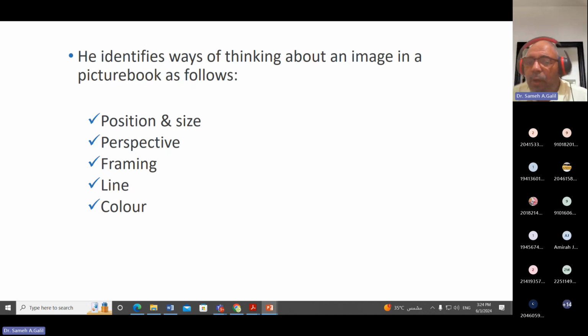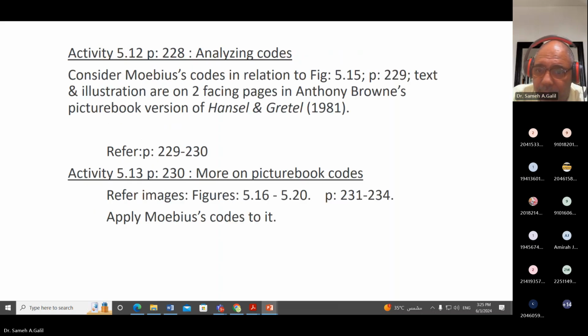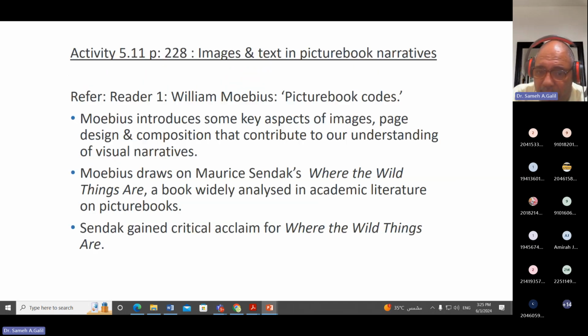Okay, so we're talking about Mobius still. And Mobius identifies ways of thinking about an image in a picture book. And those ways and those aspects are position and size, perspective, framing, line, and color. Again, like I said, he applied this to two picture books. One of them is Anthony Browne's picture book version of Hansel and Gretel, and the other one, like we said, is Maurice Sendak's Where the Wild Things Are.